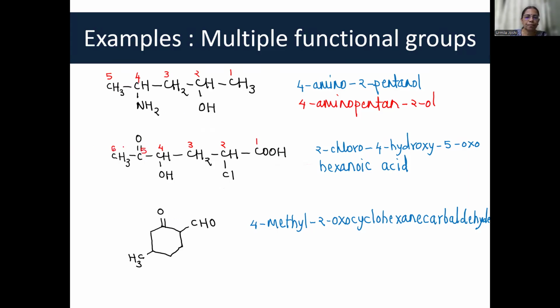And 6. Now look, at 2 position there is chloro, at 4 position there is hydroxy, and at 5 position the keto group is there. There are 2 choices for you. Put the 5 and 6 group as a substituent. So you can name it as butanoic acid and substituent this entire group as a substituent.